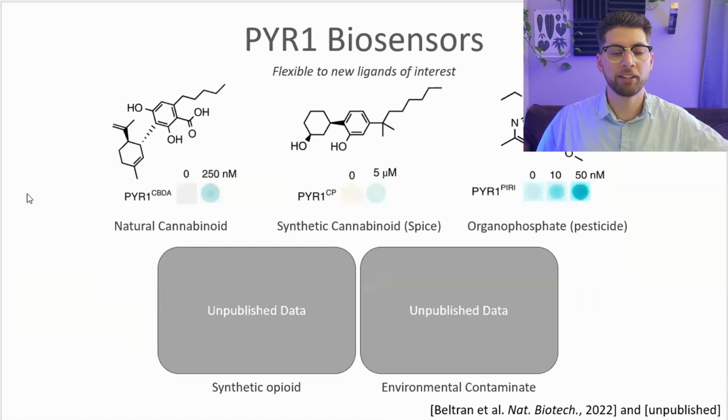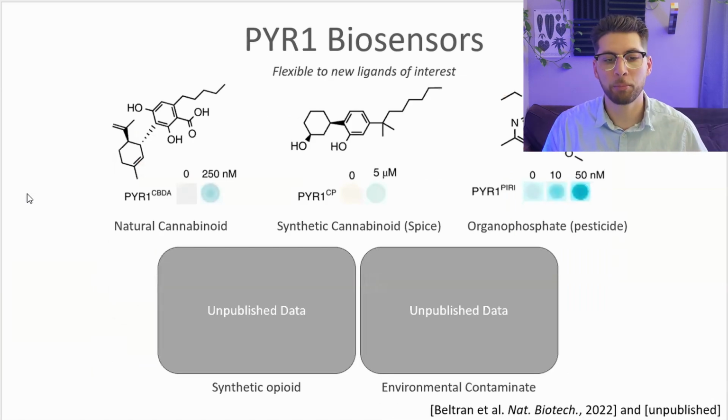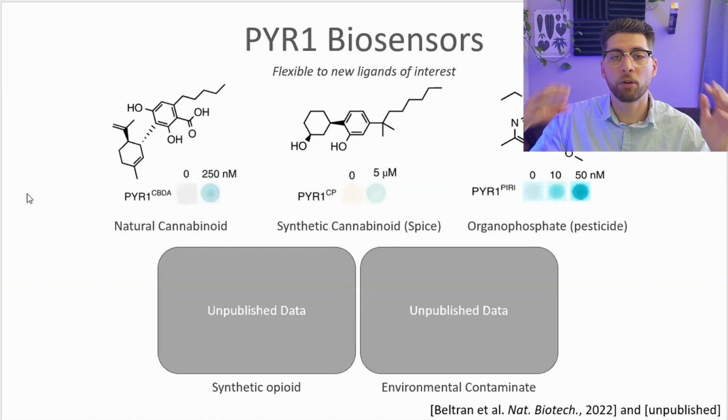We can change how this biosensor works. I've had to block out some of the unpublished data here, but the point is that these Pier 1 biosensors are flexible. This is one of the really big advantages of this platform. They're flexible to new ligands. So we're not looking at chemicals that are slightly different than abscisic acid. These are very, very different chemicals.